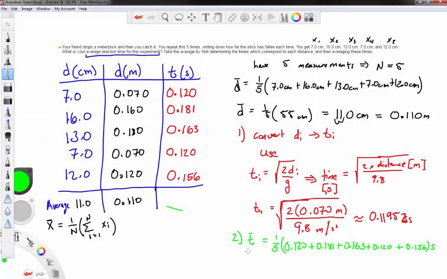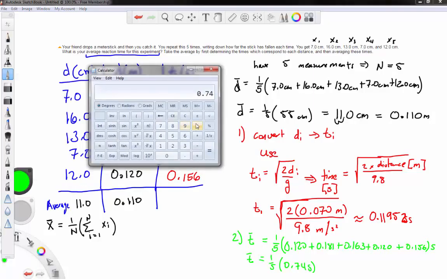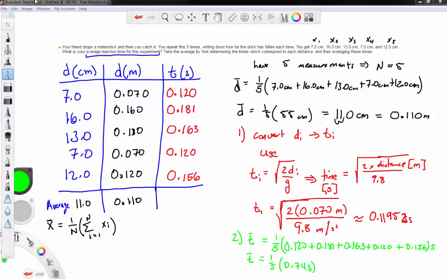So the average time, oops, didn't mean to make that little streak. The average time is 1/5 of 0.74 seconds. So if we divide 0.74 by 5, we get 0.148 seconds. So this average time is 0.148 seconds.